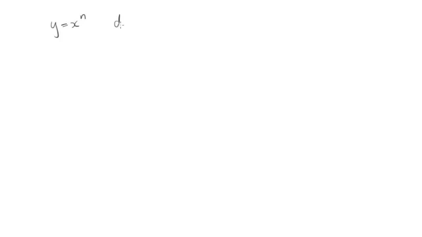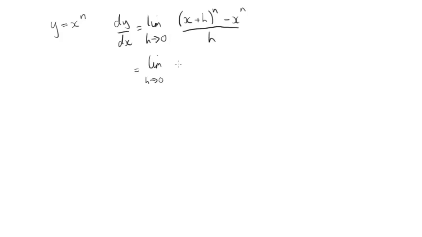Okay, so again, following from first principles, we have the limit as h tends to 0 of f of x plus h, which will be x plus h to the power n, minus x to the power n, all divided by h. Okay, so using the binomial theorem, and if you're unsure about that, I suggest you have a look at the screencast on the binomial theorem.